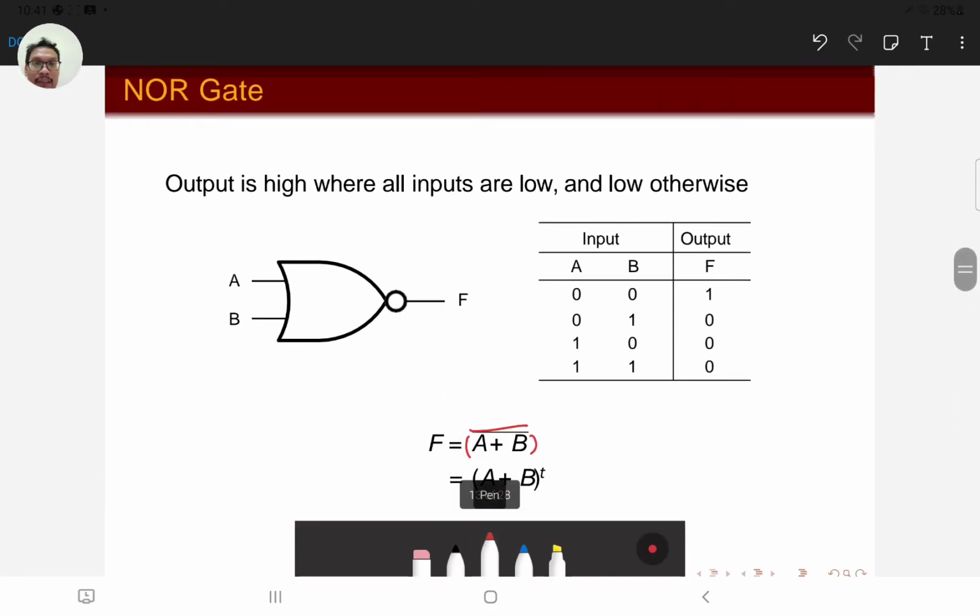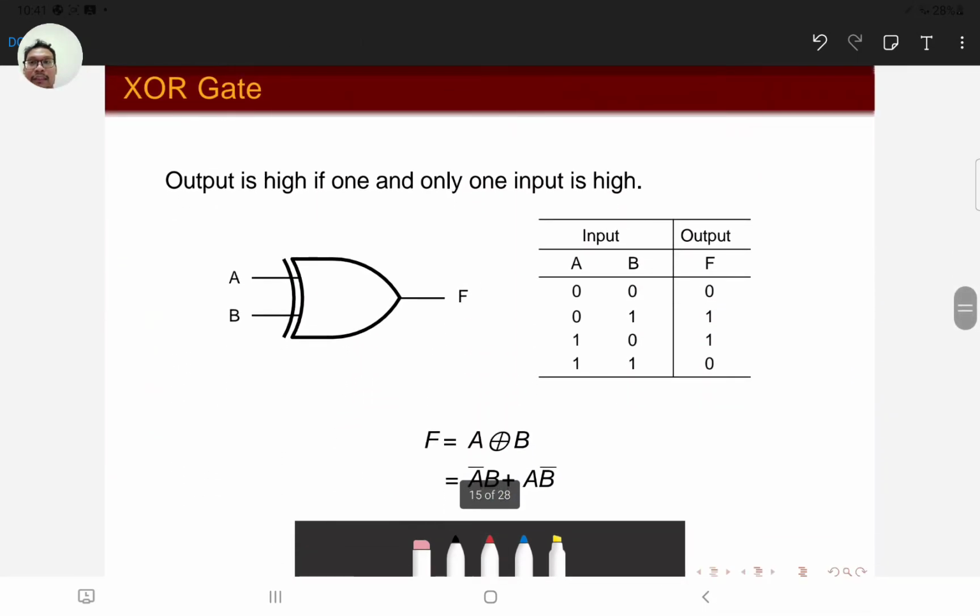And let's have a look at the truth table. In the truth table, we know how the OR functions. If you remember the OR function, we have 0, 1, 1, 1, and we can see that this is for the NOR. So in the NOR function, basically it's an invert of the basic OR function.